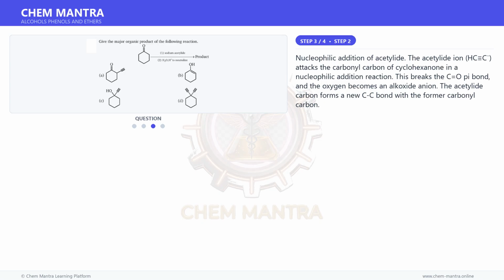Moving on to the next step. Nucleophilic addition of acetylide. The acetylide ion, HC≡C⁻, attacks the carbonyl carbon of cyclohexanone in a nucleophilic addition reaction. This breaks the C=O pi bond, and the oxygen becomes an alkoxide anion. The acetylide carbon forms a new C–C bond with the former carbonyl carbon.